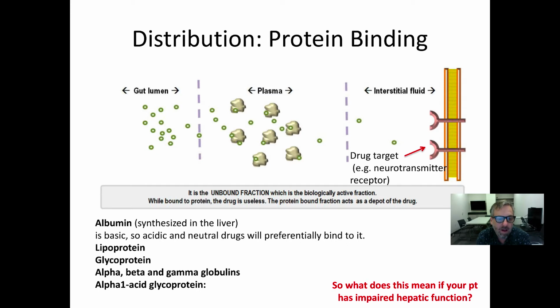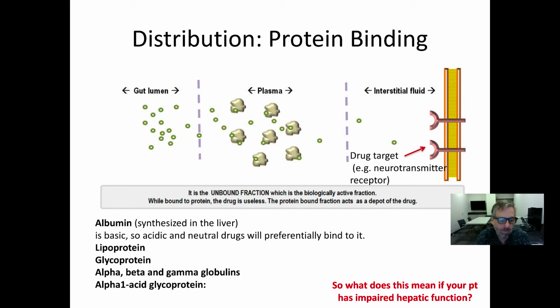And it's only the unbound fraction of the drug that is able to actually have its desired effect. So when drugs are bound to protein, they are not, in effect, active. But drugs are constantly being dissociated or released from albumin over time. So the amount of albumin available is not generally something we measure unless we have a concern that that person is not producing enough albumin because, for example, they're in liver failure.